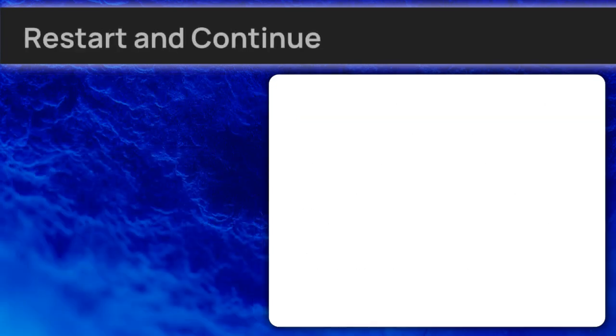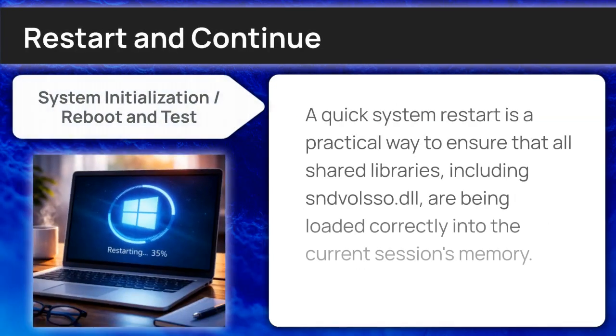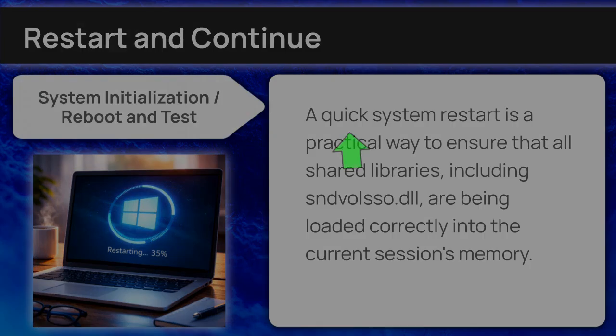A quick reboot can determine if the error is transient. While it won't fix a deleted file, it can re-establish the connection between your software and the Sndvolsso library file if the path was temporarily busy.